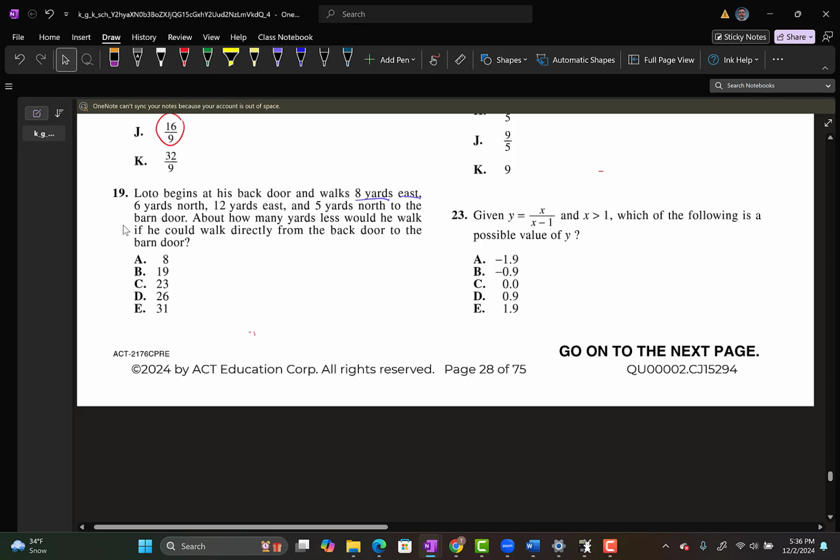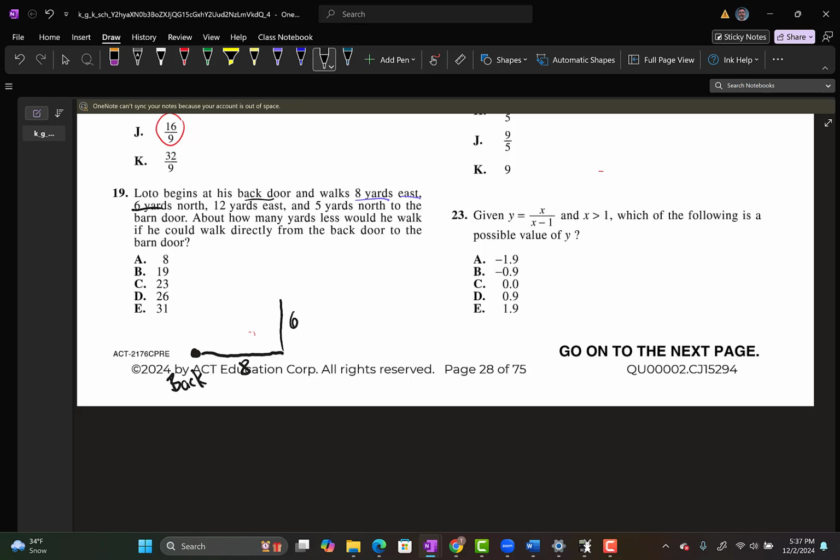19. Loto begins at his back door and walks 8 yards east. So here we go. Here is his back door. He walks 8 yards east, not drawn to scale. So we'll call that 8. And then 6 yards north. And then 12 yards east again. And then finally 5 yards north to the barn door.